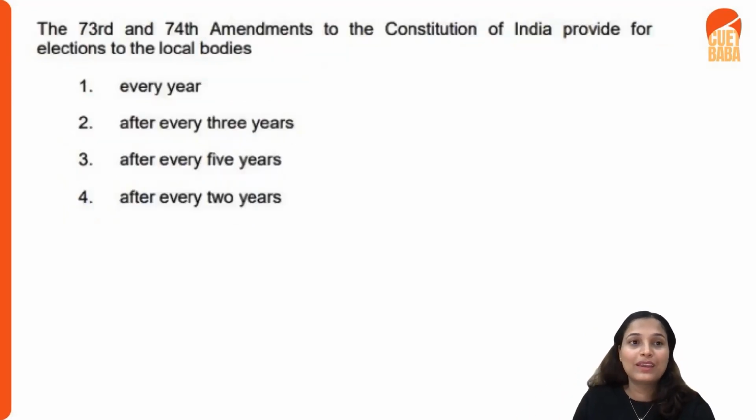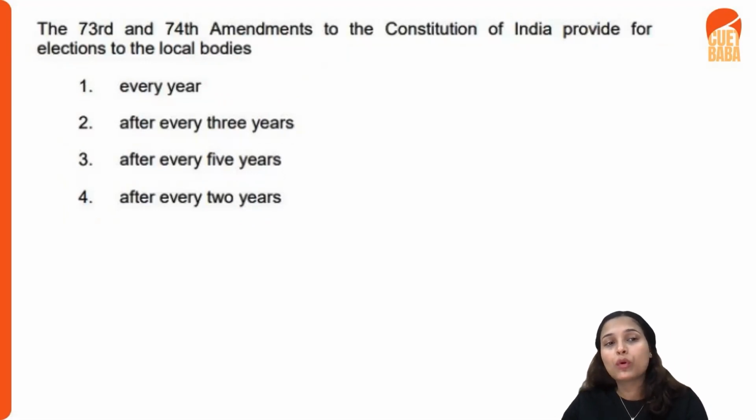All right. With this, let's just come to the third one. The 73rd and 74th Amendments to the Constitution of India provide for the election of the local bodies. That is every year, every third year, every fifth year, or every second year.